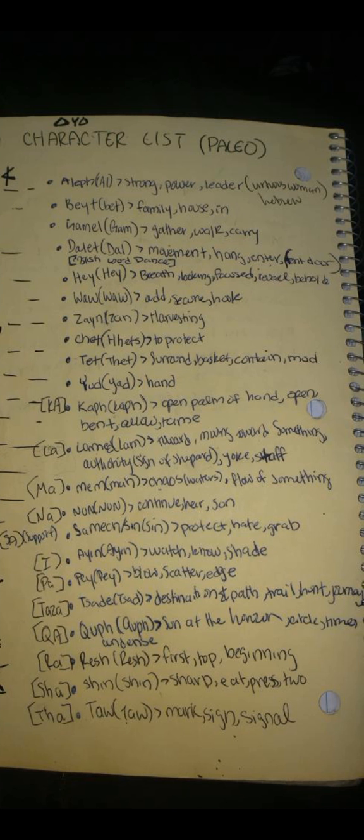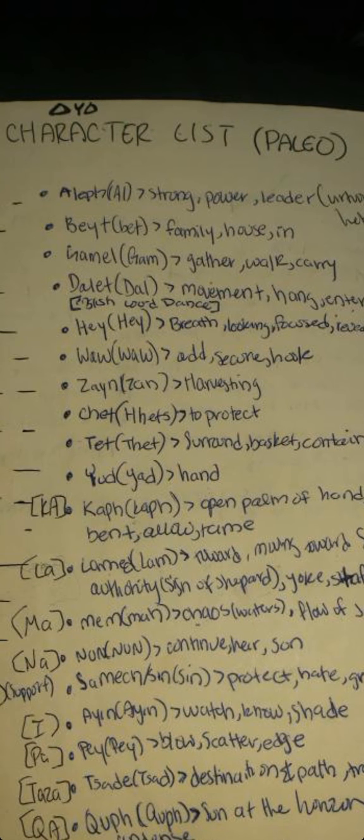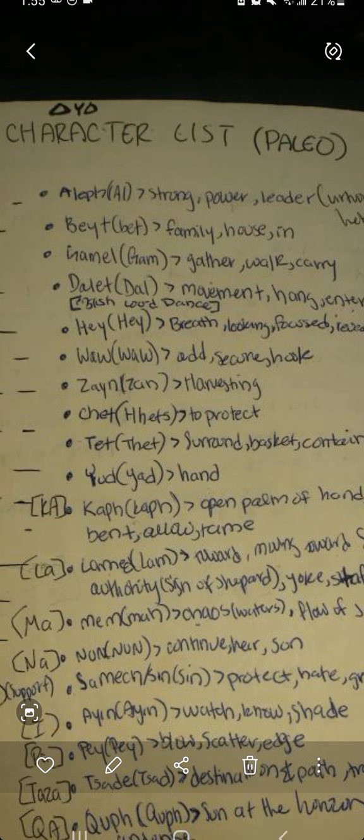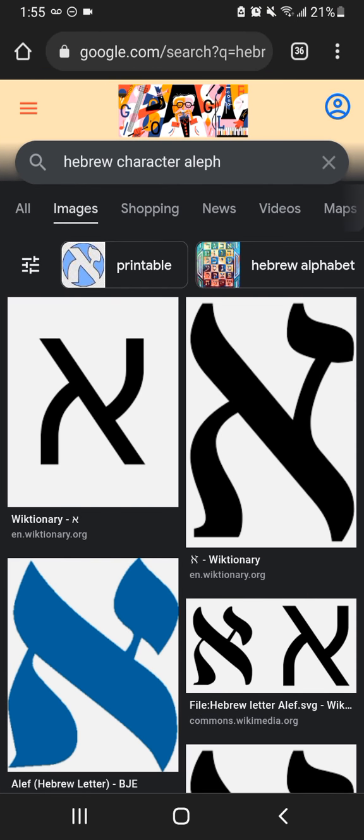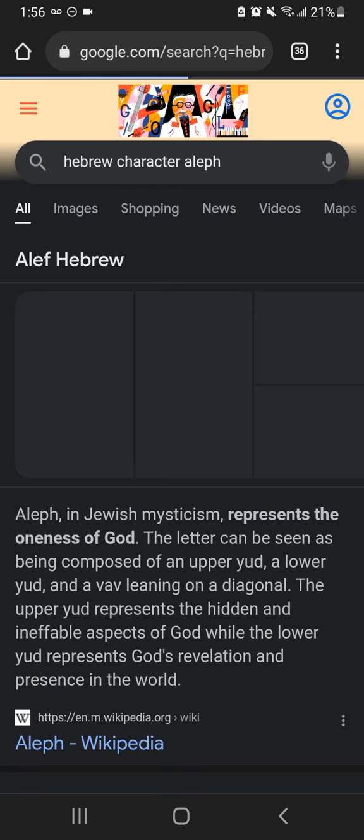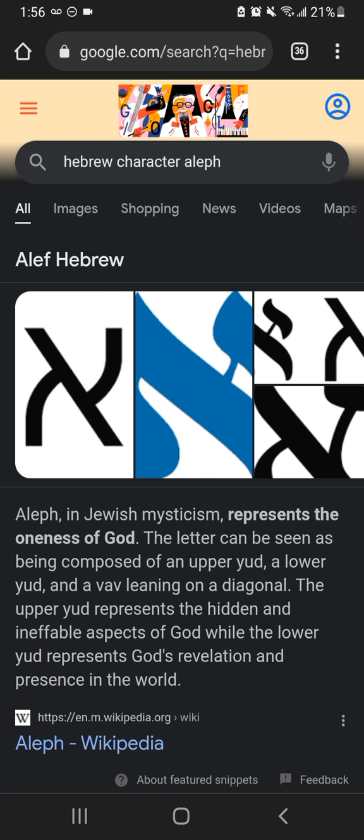We got an Aleph. Aleph being the first character. What does it mean? Here it has strong, power, or leader. So this is what this Aleph character comes with. Praise the Father. So when you think about the Aleph, you're thinking about strength. You're thinking about power. You're thinking about a lead of something because it's the first Hebrew character.